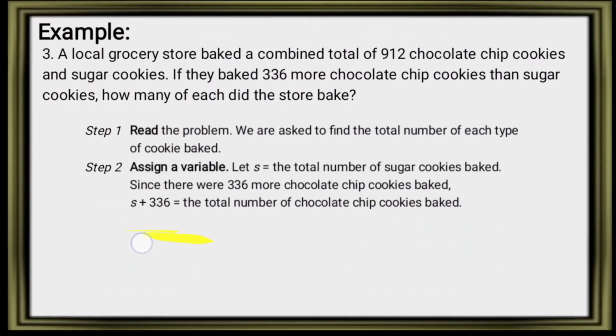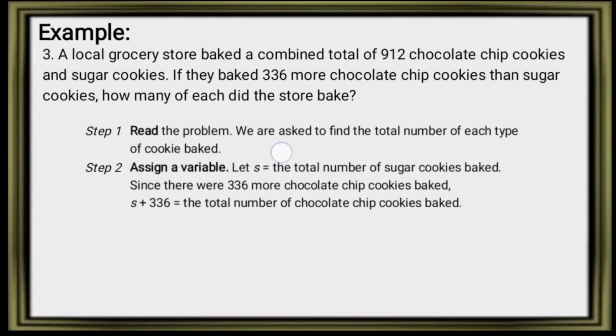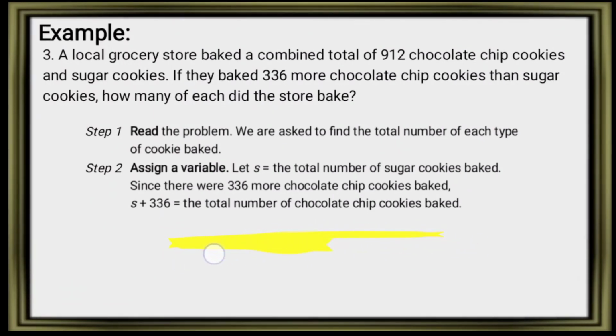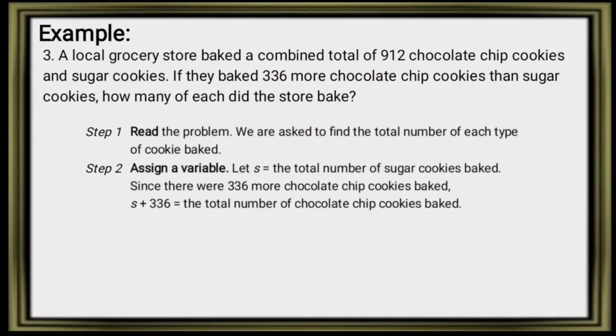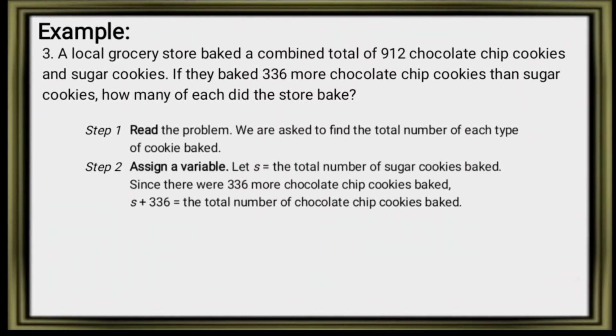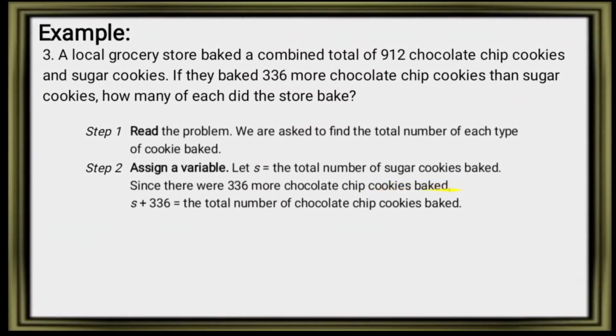than sugar cookies. Okay, so S plus 336 will be the representation for the total number of chocolate chip cookies. Again, S be the number of sugar cookies and S plus 336 be the total number of chocolate chip cookies, since chocolate chip cookies is 336 more than the sugar cookies. Or there are 336 more chocolate chip cookies than sugar cookies.